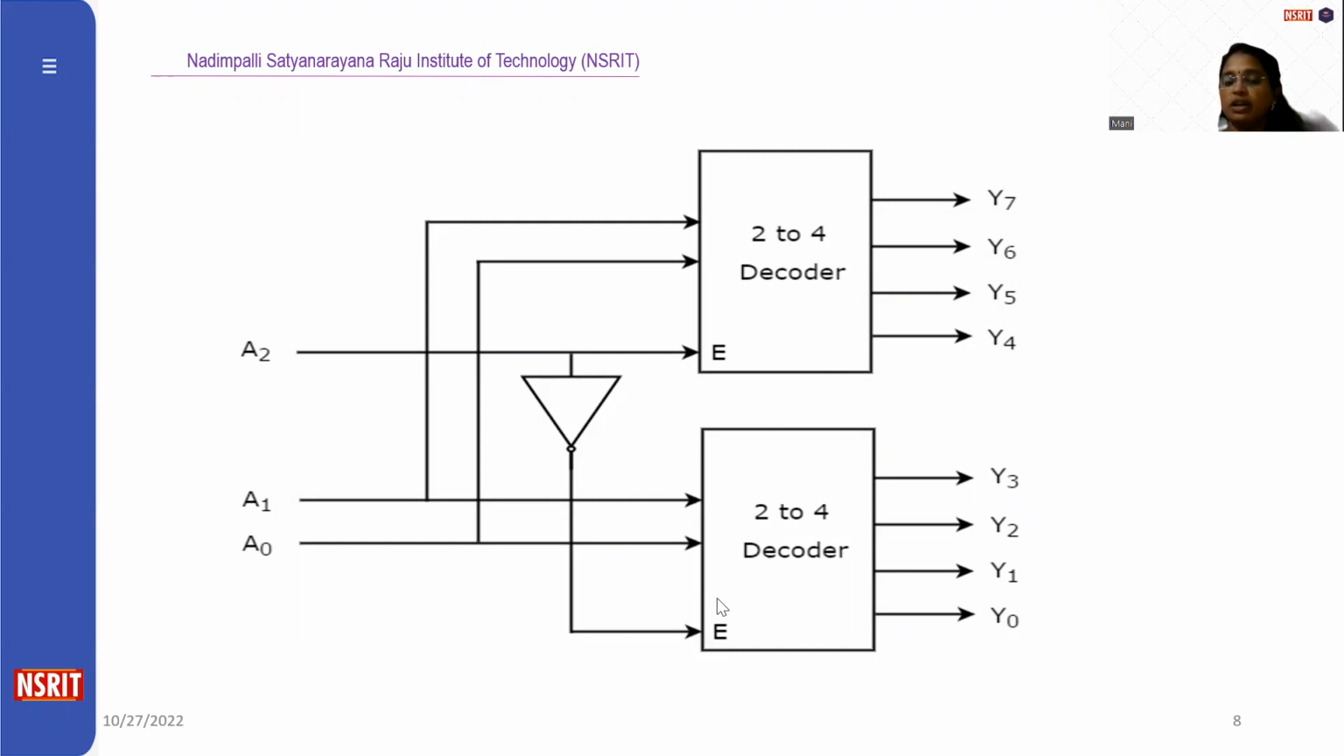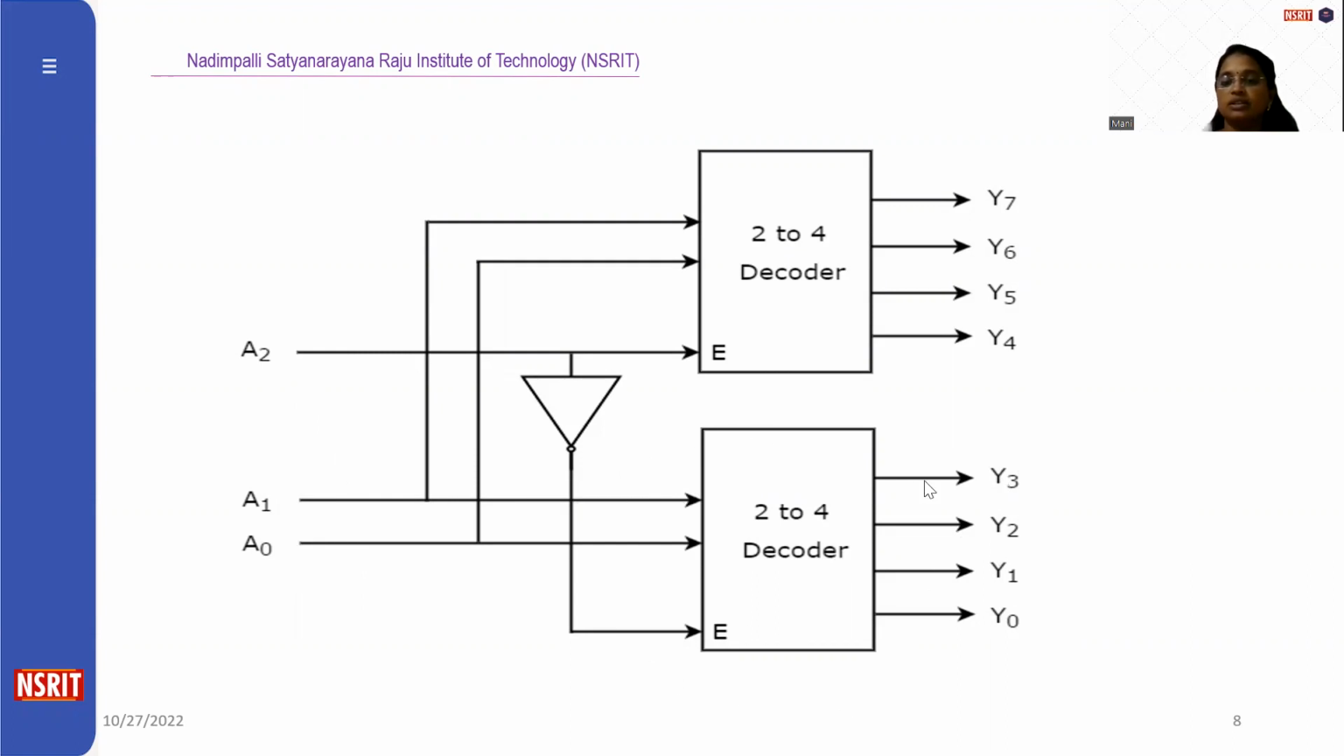Here the enable input is 1. If the inputs are 0, 0, we'll get an output at Y0, a high output, 1, 0, 0, 0. So the complete output is 0, 0, 0, 0, 0, 0, 0, 1. We'll get output only at Y0 for 0, 0, 0. For 0, 0, 1, A2 is directly given to the upper decoder, and A1, A0 go to the lower decoder. 0, 1 always enables Y1, so we get an output at Y1. 1, 0 gives an output at Y2, and 1, 1 gives an output at Y3.